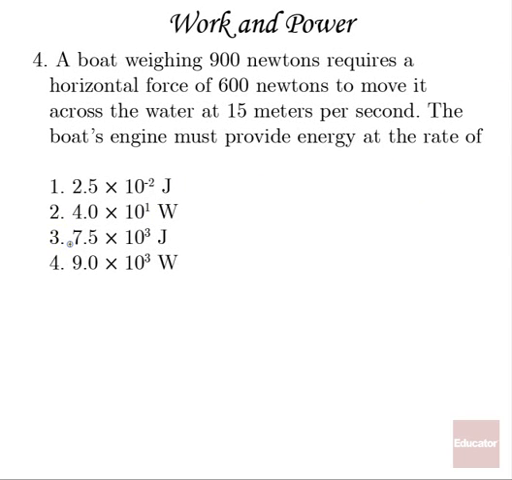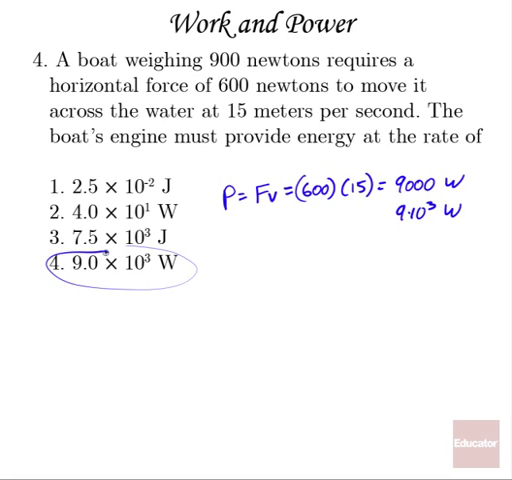Looking at number 4, we have a boat weighing 900 newtons and it requires a horizontal force of 600 newtons to move it across the water at 15 meters per second. The boat's engine must provide energy at the rate of, well, the rate of energy is provided at, that's power. And power can be solved for using force times velocity. Our applied force is 600 newtons. Our velocity is 15 meters per second. So that's going to be 600 times 15, or 9,000 watts, which is 9 times 10 to the third watts. Answer number 4.